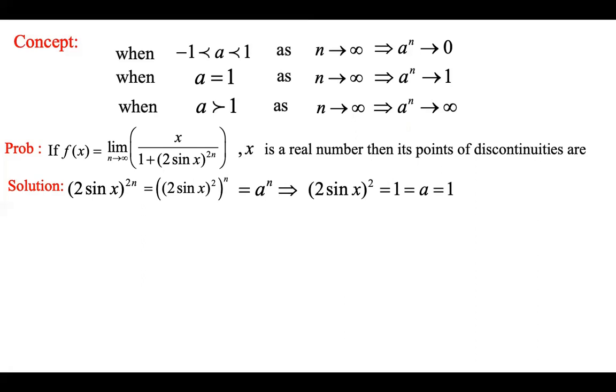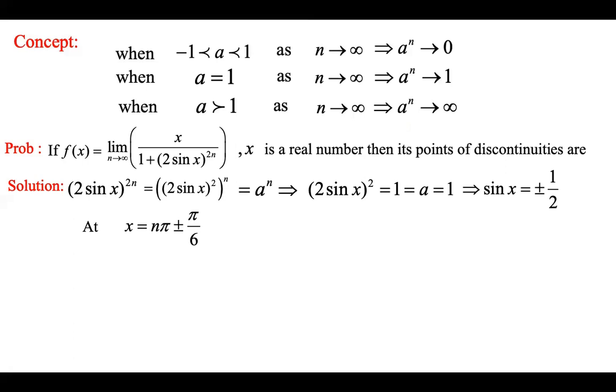Now, when is it that a will become 1? We are supposed to see that. So when a is equal to 1 only, and a is less than 1, a is greater than 1, the problem pieces will be broken. Therefore, when a becomes 1, we are supposed to calculate. So a becoming 1 means 2 sin square x is equal to 1, means sin x is equal to plus minus 1 by 2. That is possible when x is equal to n pi plus minus pi by 6. Once sin x is equal to plus minus 1 by 2, then x will be n pi plus minus pi by 6. So that is the breaking point.